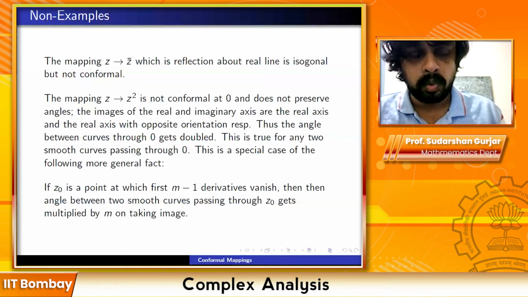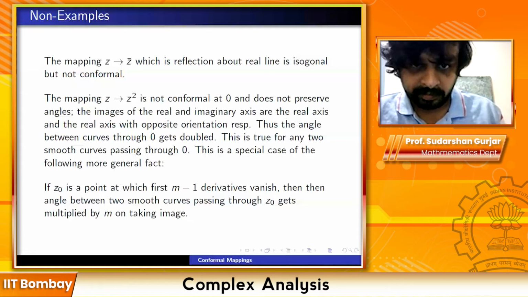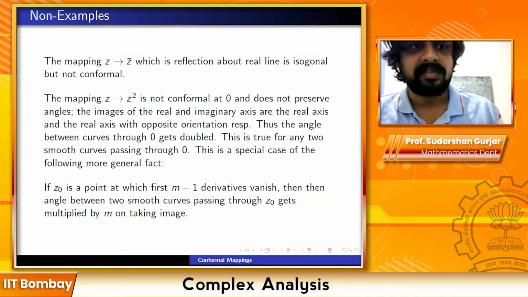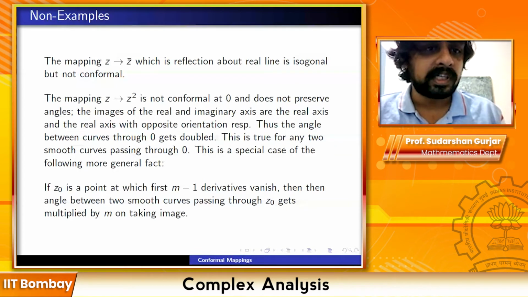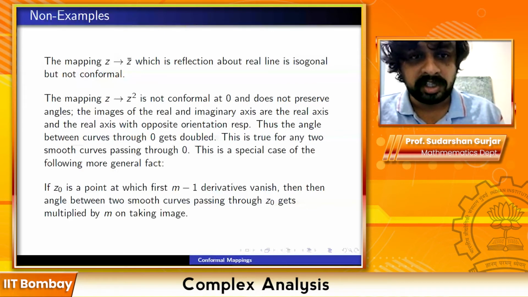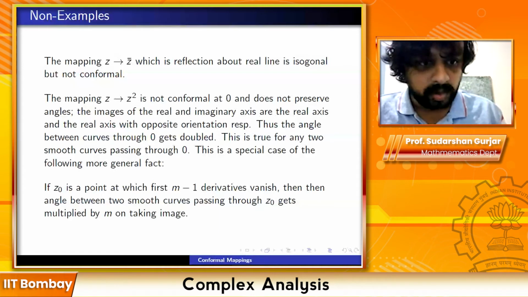The y-axis will go to the real axis, but with opposite orientation. So the angle actually doubles. Thus the angle between the curves through 0 gets doubled. And this is true for any smooth curves passing through the origin. This is a special case of the following more general fact.